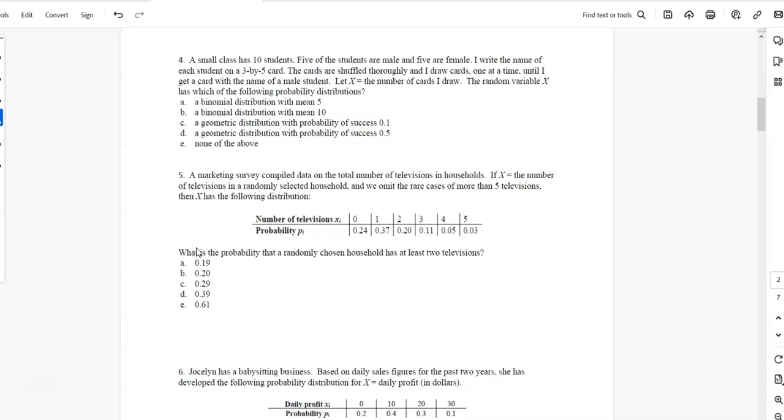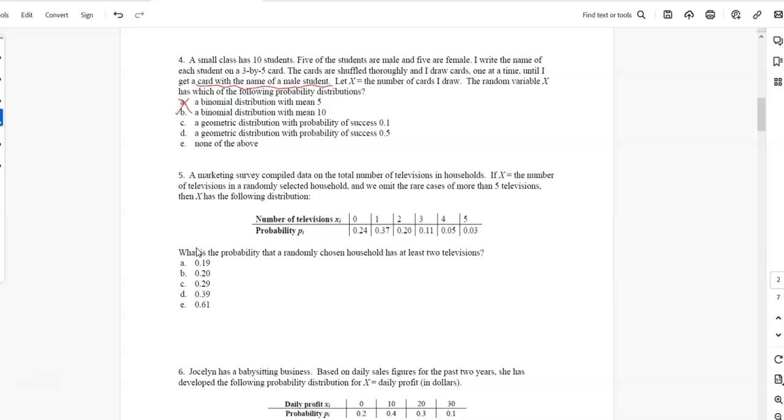So, until I get a card with the name. When I saw this, keep drawing until you get a male student, I thought, well, maybe geometric. So I'm like, probably not one of those. It doesn't seem to have a set number of trials exactly here. I was leaning towards geometric, but then with geometric, you have to have the same probability of success.